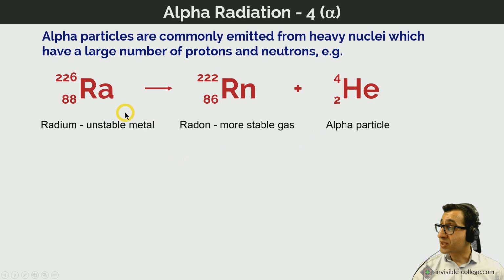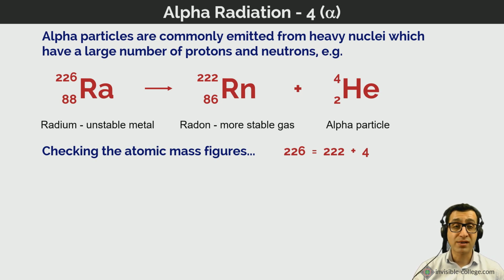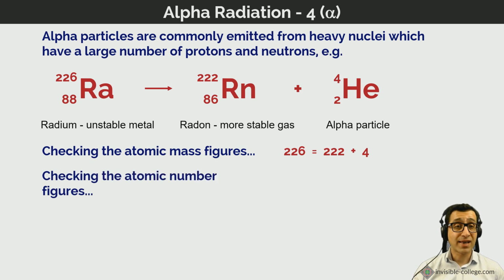So, in order to check that you've written the correct nuclear equation, again, we need to make sure that both the total mass number on the left-hand side is equal to the total mass number on the right-hand side, and also the total atomic number on the left-hand side is equal to the total atomic number on the right. So checking the atomic mass figures, we have 226 on the left, and we have 224 plus 4 on the right, and so this balances. Checking the atomic number figures, we find again that they balance. We have 88 on the left versus 86 plus 2 on the right.